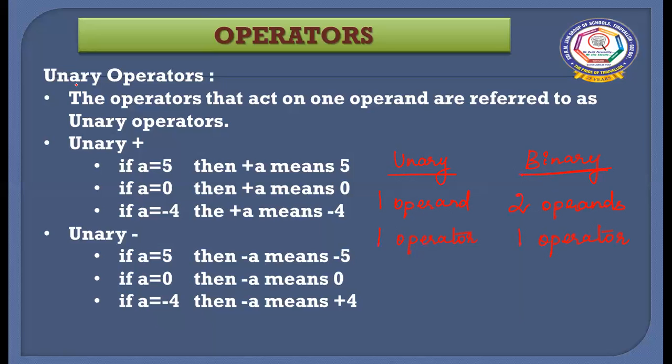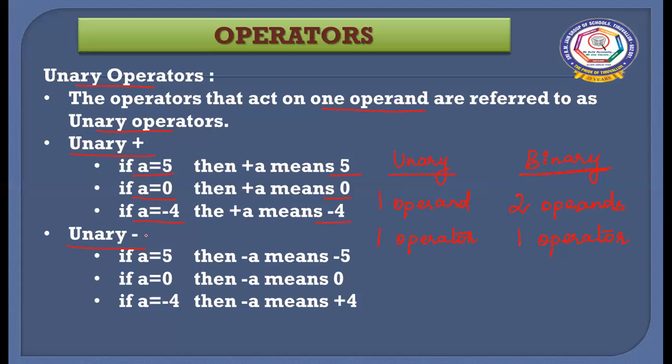So now we are going to discuss what is unary operator. The operators that act on one operand, so only one operand and you will be having an operator, such an operator is referred to as unary operator. So here we have two things. One is your unary plus, the other one is unary minus. Suppose a equal to 5, so plus a means the value will be returned. If a is a 0 value, again it returns a 0 value. If a is plus 4, no change in the value, it returns the same value.